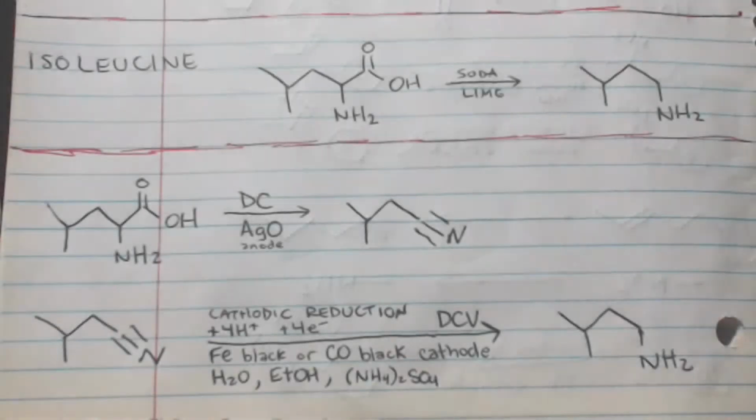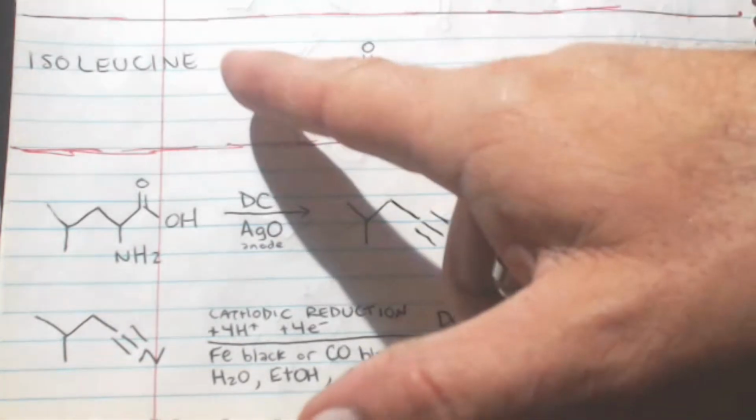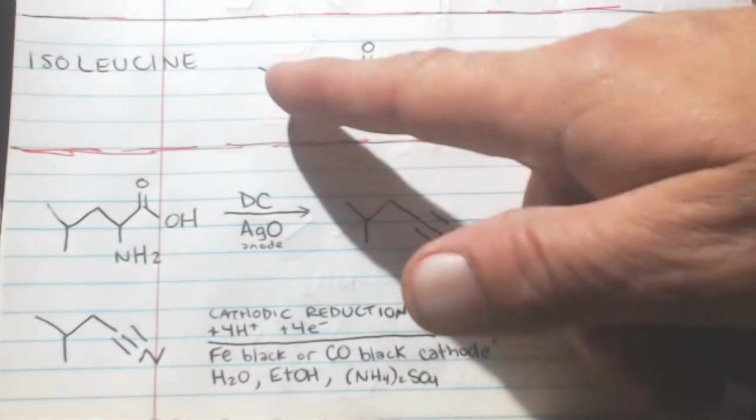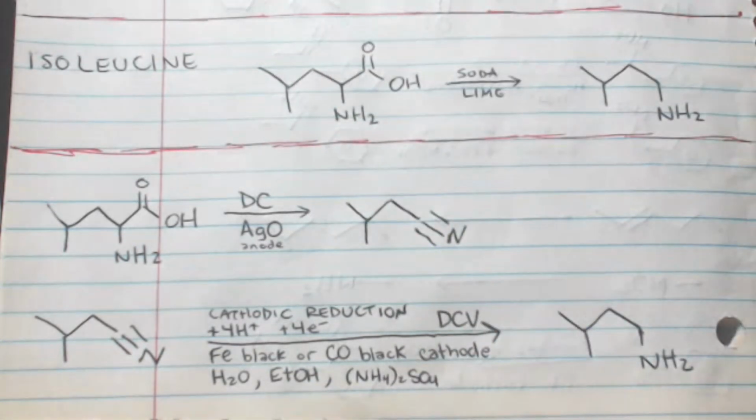Okay, now we're up to isoleucine. And that's another amino acid. You can see it's just 1, 2, 3, 4, 5. That'd be pentanoic acid with a methyl group on here and an amino group on the alpha position.